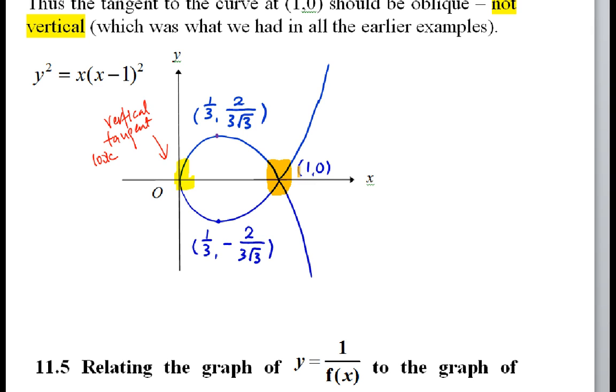So be very, very careful here. The maximum and minimum points are quite easy, you can deduce on your own. But what I want to focus on is this skill: to use the GC to help us find the gradient where the original graph had a stationary point.